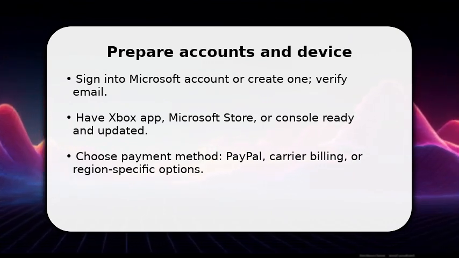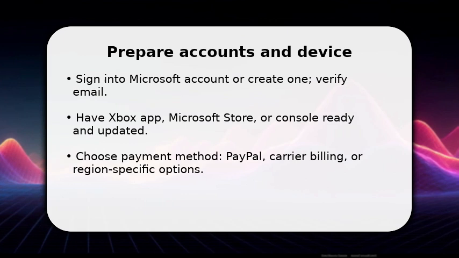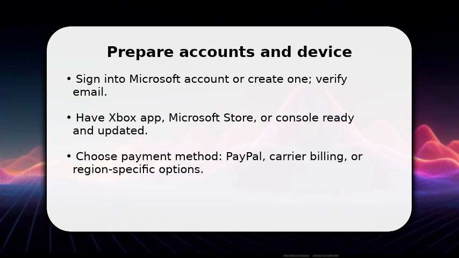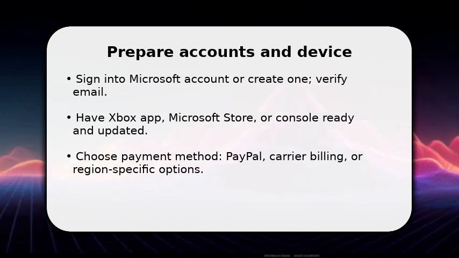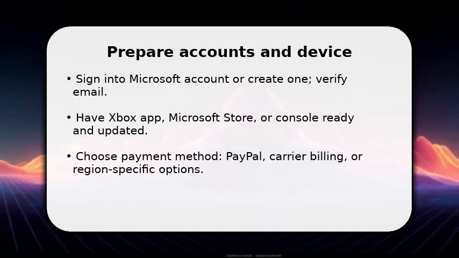Next, pick an alternate payment method, PayPal, carrier billing, or Microsoft account balance, since there's no physical card. This step ensures the system can validate subscription eligibility and charge recurring fees if needed. Make these checks now to keep the process smooth.